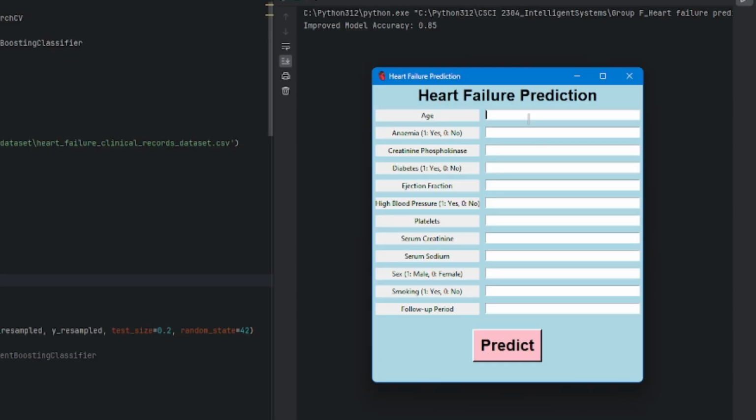So the first one is the age of the patient, then whether the patient has anemia or not, which is a decrease of red blood cells or hemoglobin. We have to enter the level of CPK enzyme in the blood, then whether the patient has diabetes or not, the ejection fraction, which is the percentage of blood leaving the heart at each contraction, then whether the patient has high blood pressure or not, and the platelets, the amount of platelets in their blood.